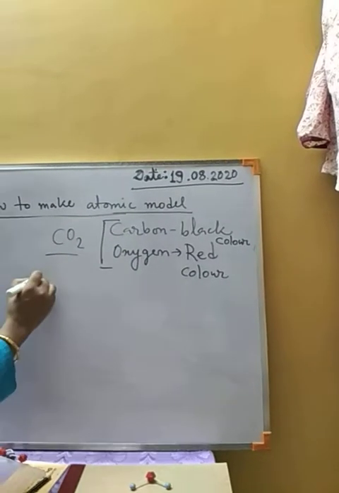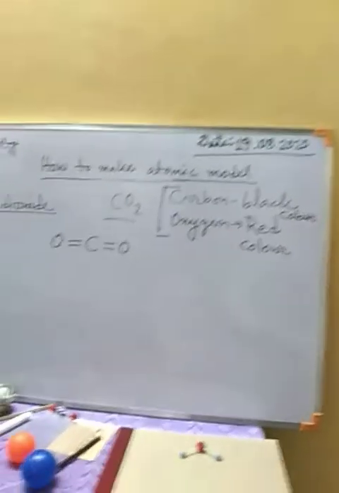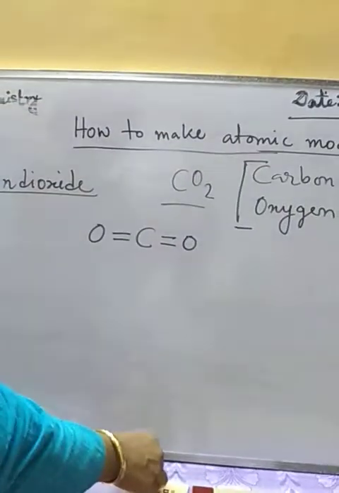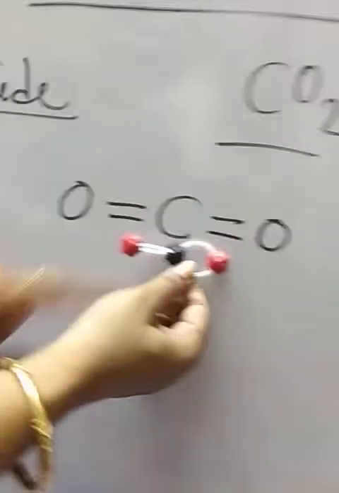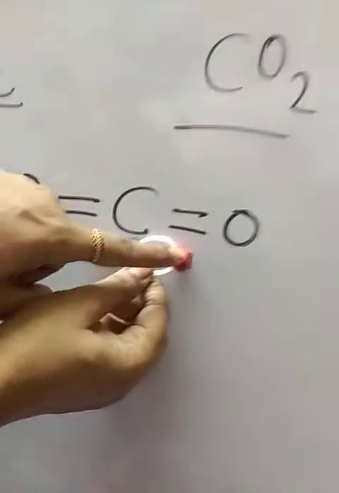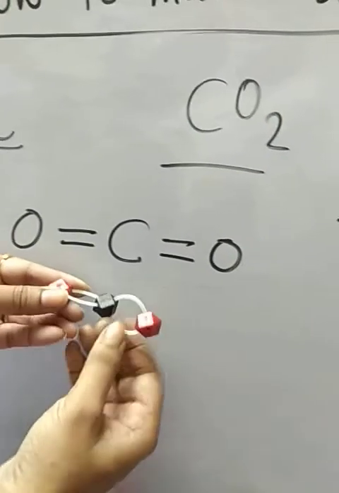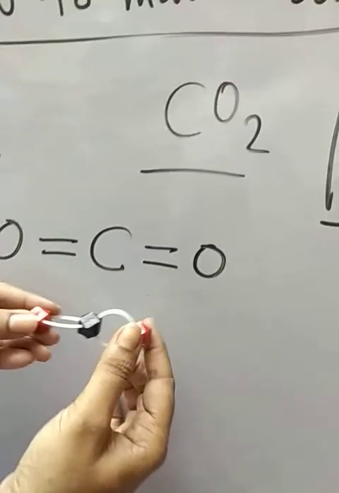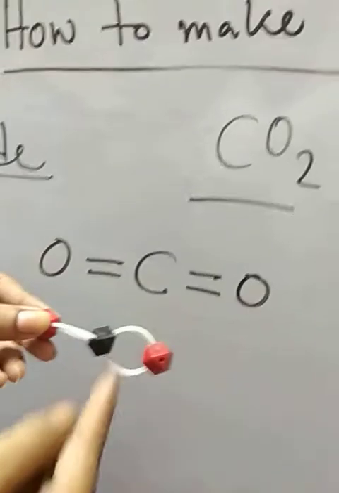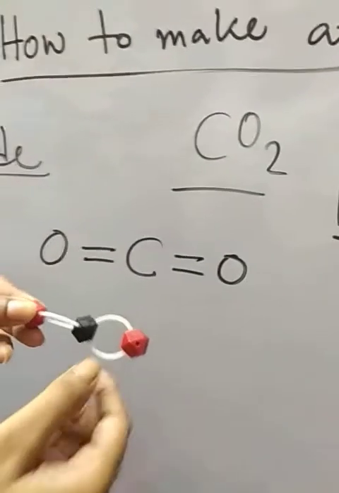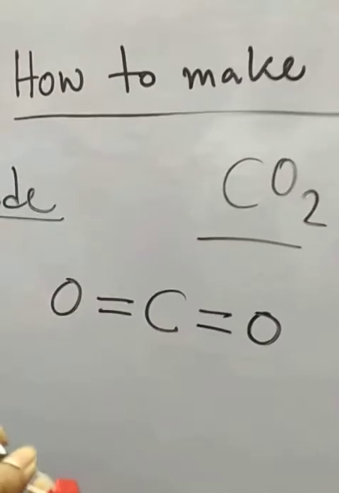Now the structure of carbon dioxide is linear. It's a linear structure, you can see this. The middle one is carbon, and these two are oxygens. We have used a black color ball for carbon, and for oxygen we have used red color balls. Here in the model you can see this is a bend bond, not a straight bond.